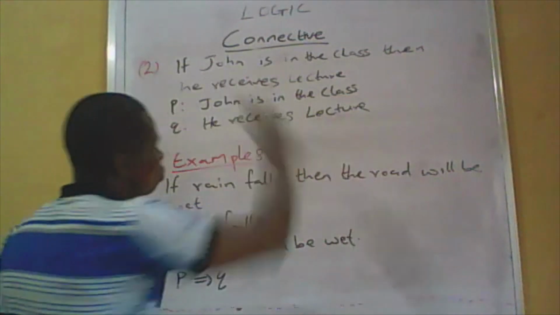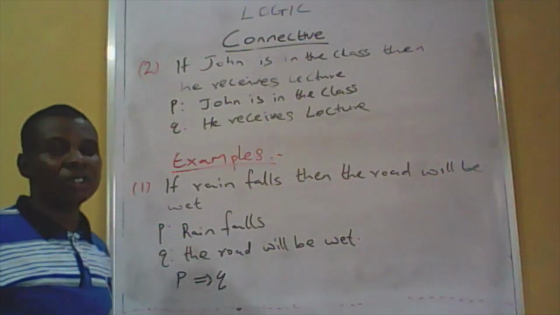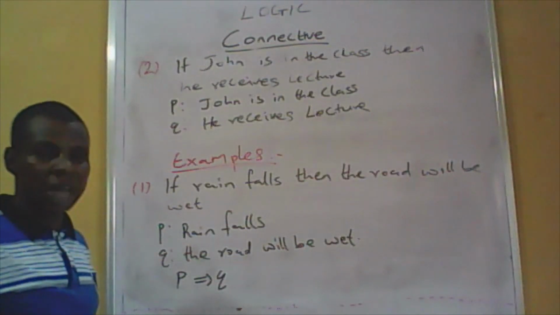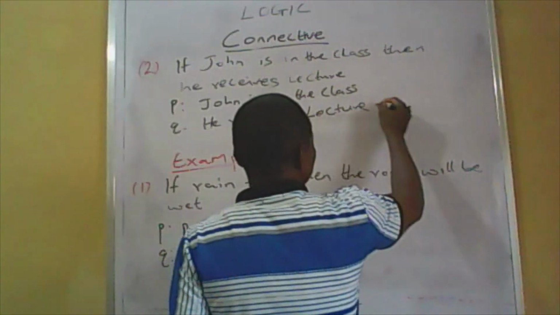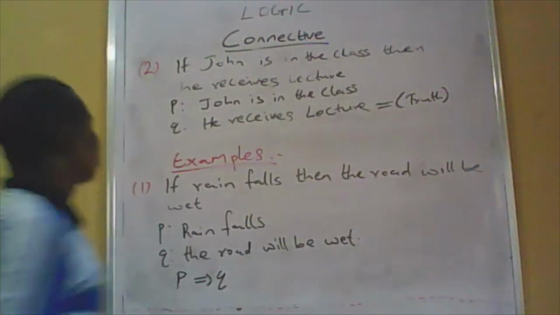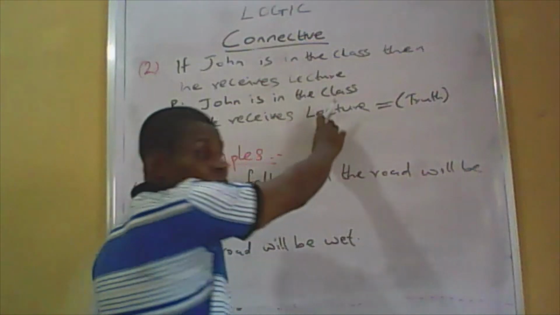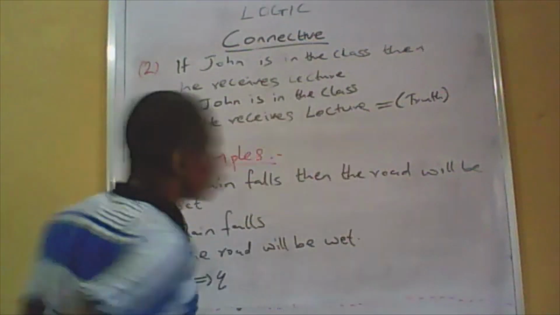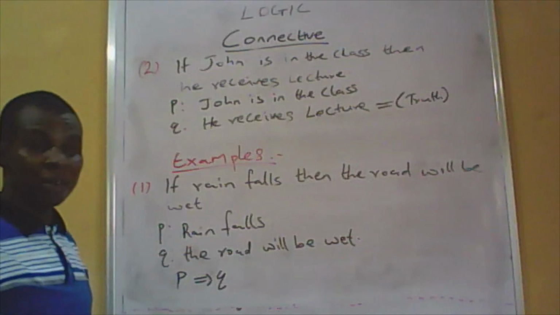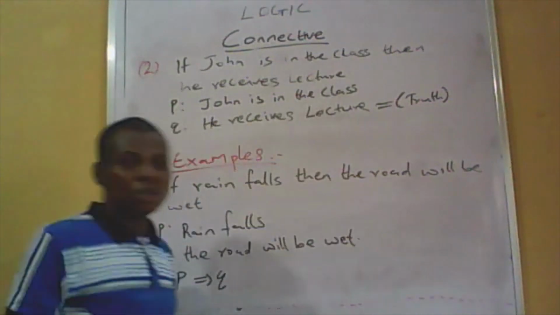Let us believe that this is true. Yes, John is in the class. It is true that John is in the class. So we say it's equal to true. Let's symbolize it. That means it remains constant. Since I know that this one is true, it remains constant. This one is our variable. Let us use our normal letters of the English alphabet to represent our variable, the one that can be true or false. But this one is already known to be true, so it does not vary.